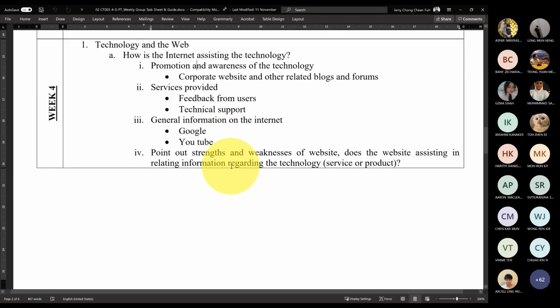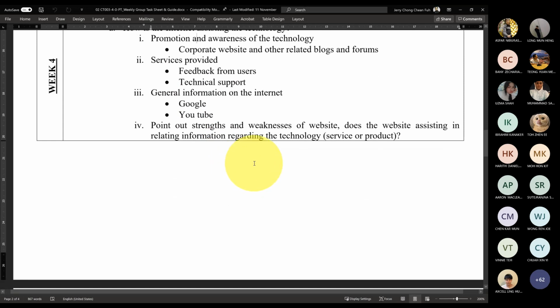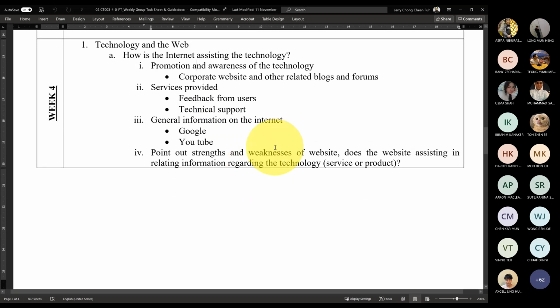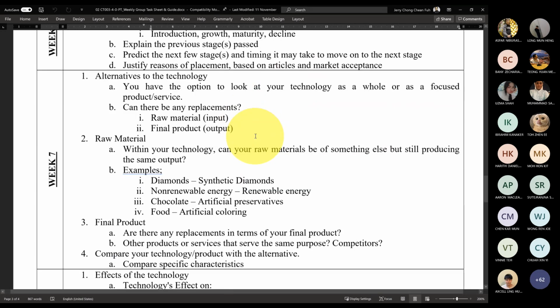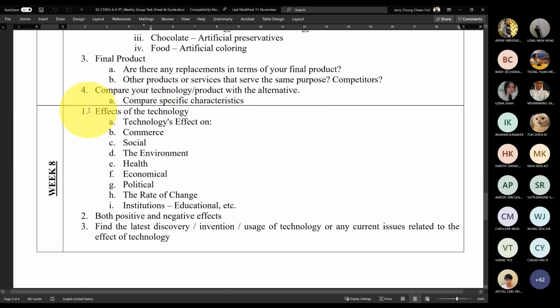I've had two groups who asked me something about whether, in terms of the technology, there are a lot of dangers or negative effects of the technology. Should we also cover those? For this particular week, I would say no, don't do that. Anything that is positive or negative about the technology, you are going to cover in week 8, because the effects are covered there. You are going to cover both positive and negative effects of the technology in week 8.